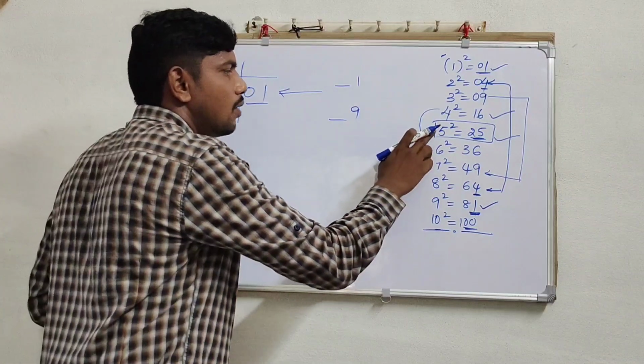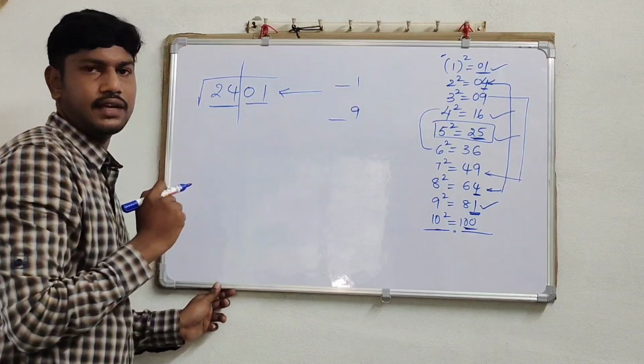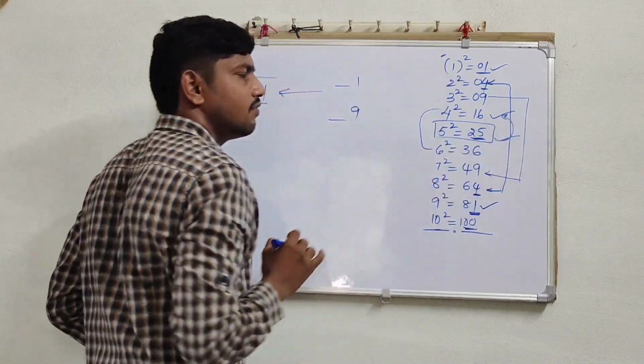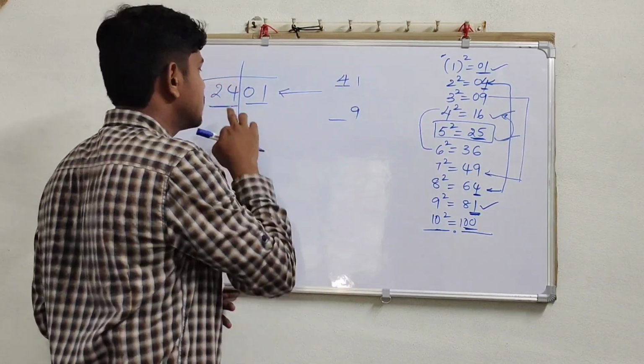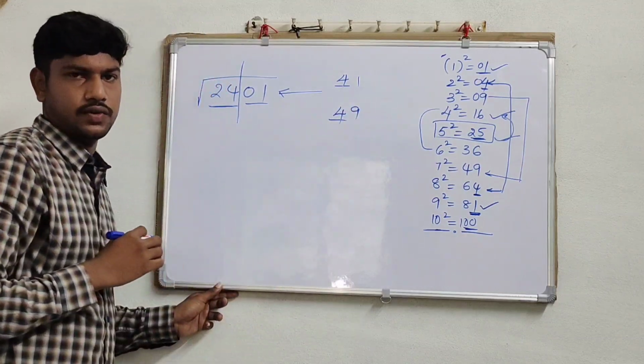We should not go above the number. Why? Because 24 is less than 25, right? That's why I am going to the earlier number. The earlier number is 4 square, 16. There are two possibilities: either 41 square is 2401 or otherwise 49 square is 2401.